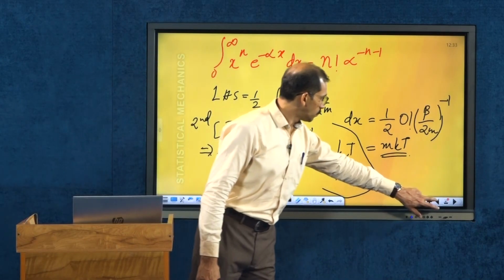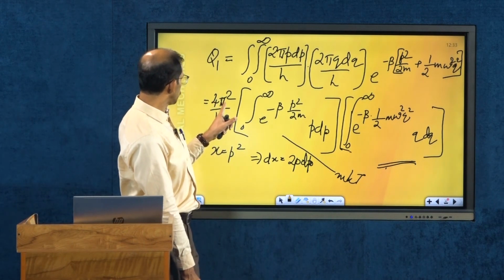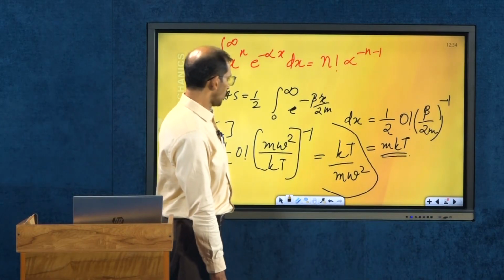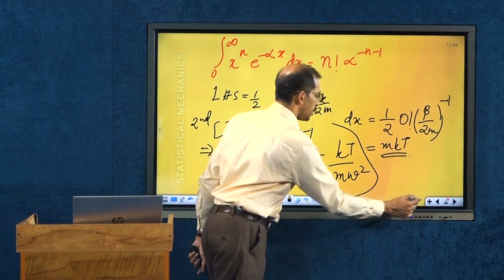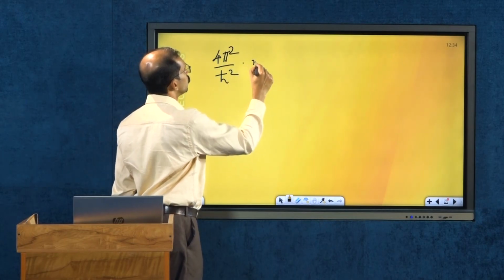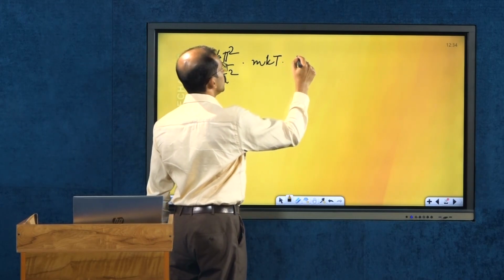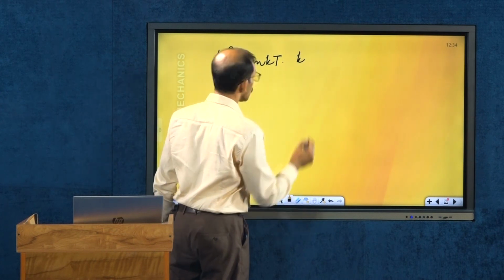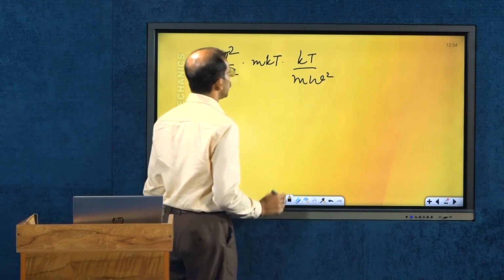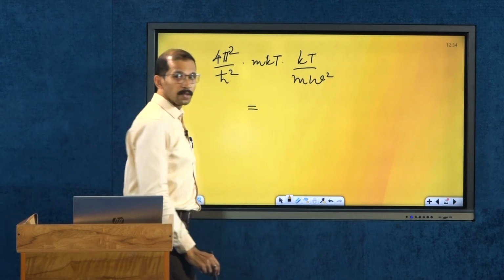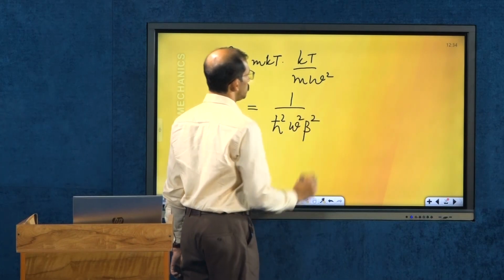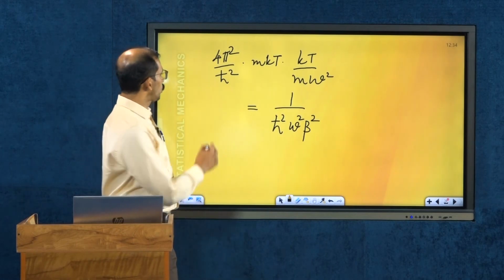Now we go back to this expression. So, now we have 4 pi squared by h squared into mkt into m omega squared by kt, which we put together, right. We can put together and write it as equal to 4 pi squared by h squared into mkt into kt by m omega squared, which is equal to 1 by h squared omega squared beta squared. So, this is the expression for q1.